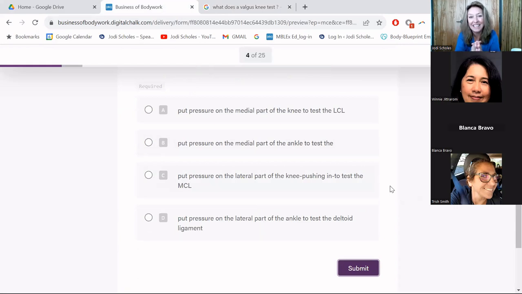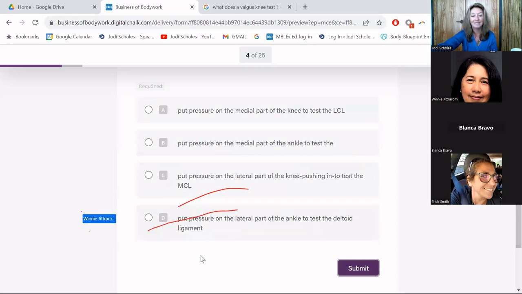How are we testing it? So if we're going to test the medial ligament, we're going to put pressure on it, right? We're going to push against it. A, B, C, or D? Can we eliminate one of these? Let's look at A. Put pressure on the medial part of the knee to test the LCL. Lateral collateral ligament. Nope. Put pressure on the medial part of the ankle. Ooh, to test the what? Put pressure on the lateral part of the knee, pushing in to test the MCL. Put pressure on the lateral part of the ankle to test the deltoid ligament.